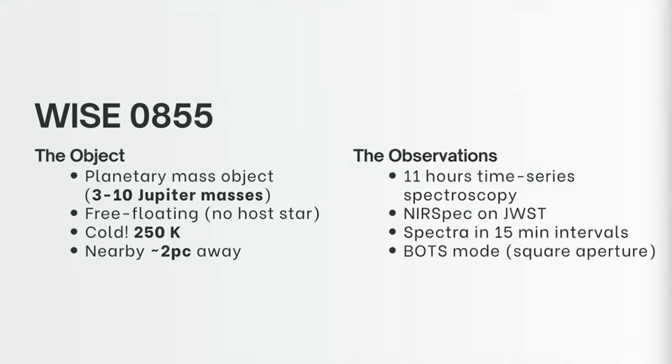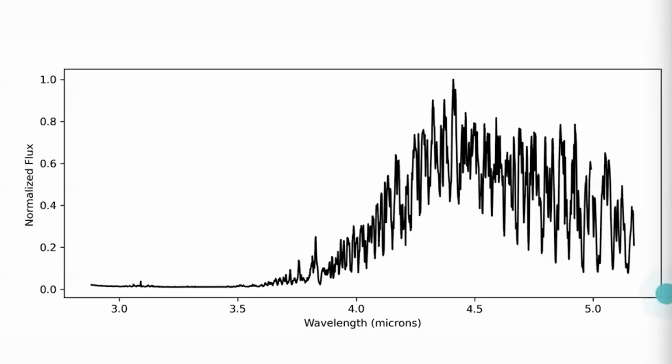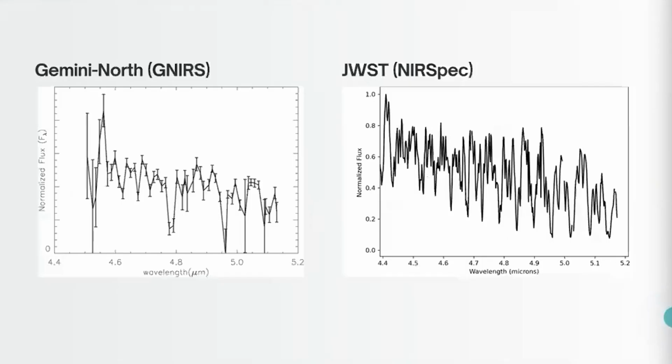And we have 11 hours of time series spectroscopy with NIRSpec on JWST. So we took a spectrum every 15 minutes. So we have 44 of these really high quality spectra. And just for reference, I like to show the previous spectrum of YZF55. So this was taken with Gemini compared to that same wavelength range with JWST. So you just see we have so much more detail here.